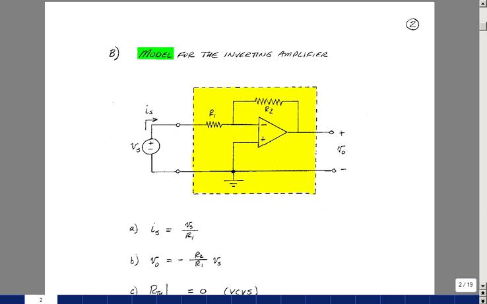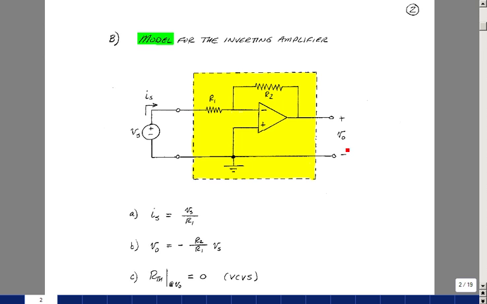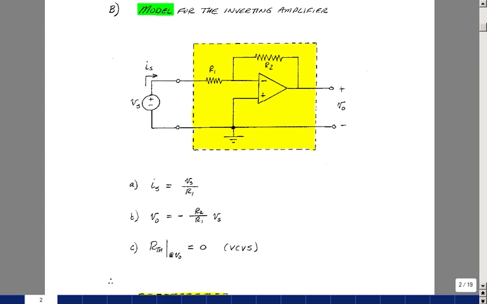It's also helpful in a design sense. All right, a model is really a circuit that has exactly the same equations as another circuit. What I'm interested in here is the input pins and the output pins. The current I know coming in here from the last page is V sub S over R1. And I know that the output here is a minus R2 over R1 times V sub S. What's the current coming out of here?